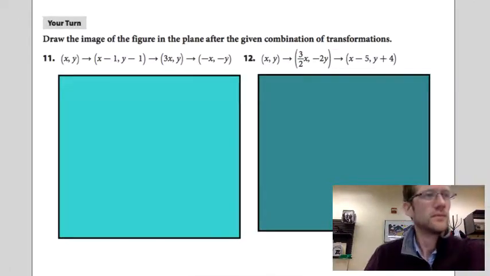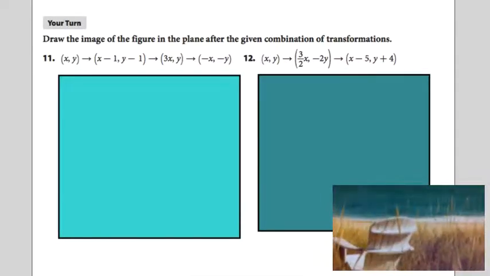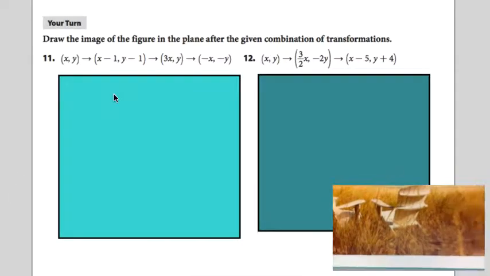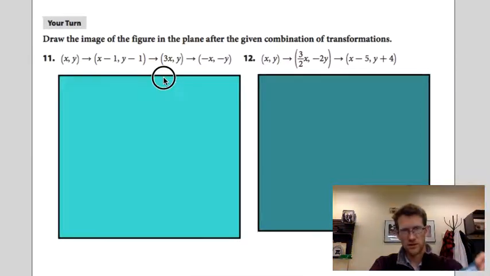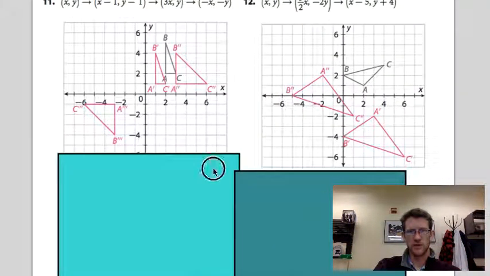Go ahead and see if you can figure this one out. Should look something like that for the first, something like that for the second.